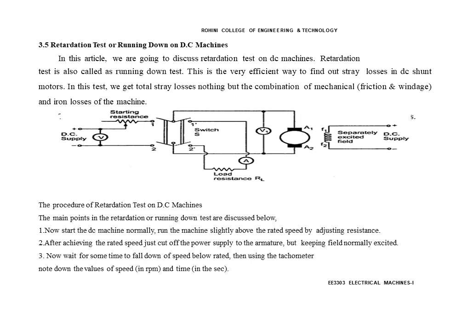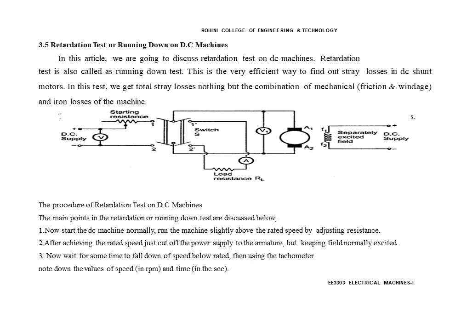The retardation test is also called the running down test. This is a very efficient way to find the stray losses in a DC shunt motor. In this test, we can find the total stray losses, which are nothing but the combination of mechanical friction, windage, and iron losses of the machine.